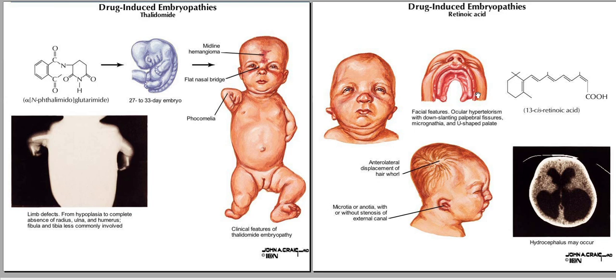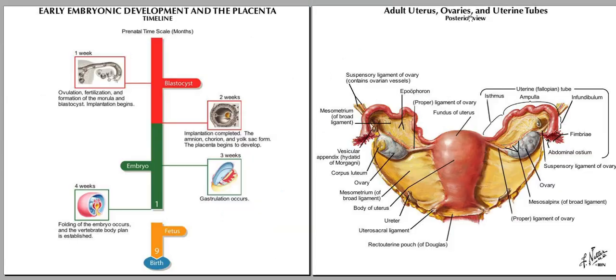And retinoic acid too, causing more deformities. See the facial features: the ocular hypertelorism with downslanting palpebral features, also micrognathia, and also the U-shaped palate. Anterolateral displacement of the external ear hole, and you see that of the ear too. That's microtia or anotia with or without stenosis of the external canal. Hydrocephalus too may also occur, that is in drug-induced embryopathies caused by retinoic acid.